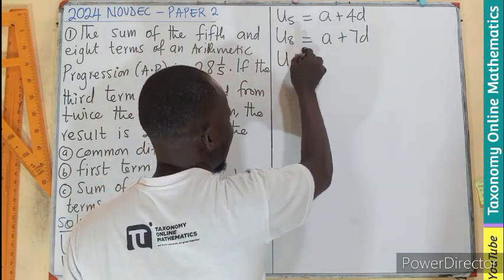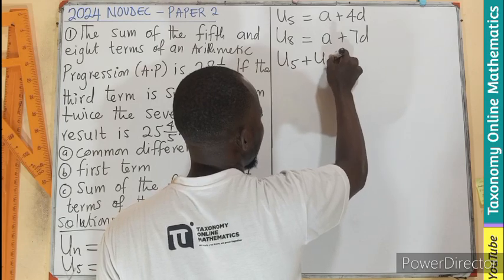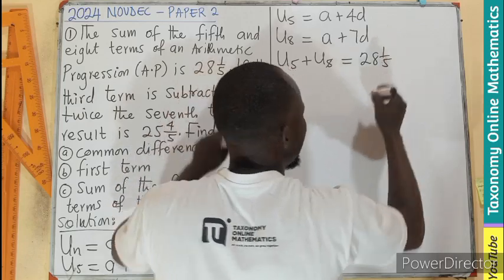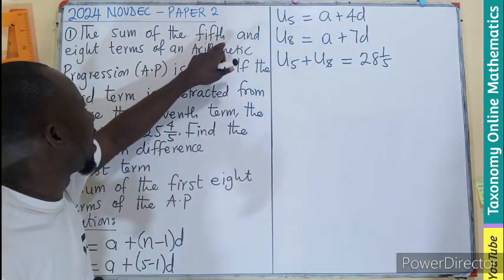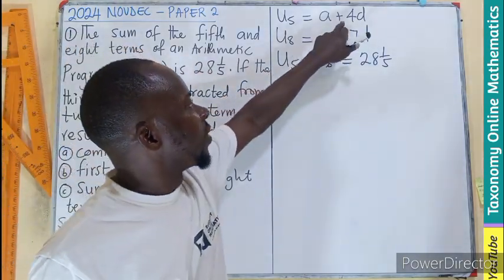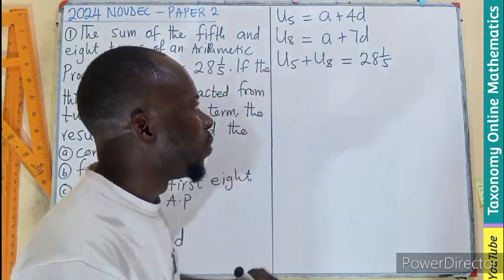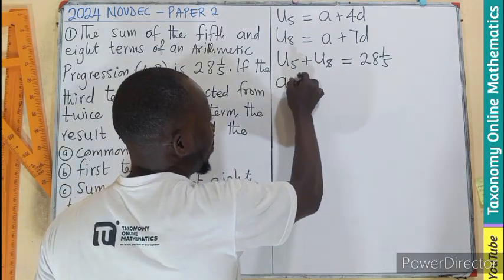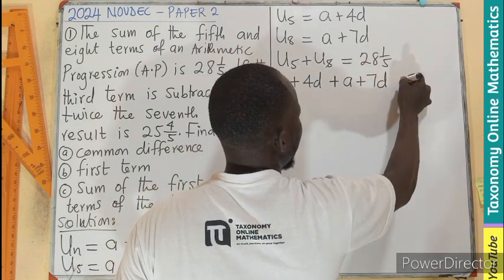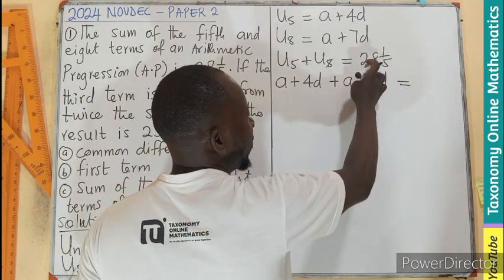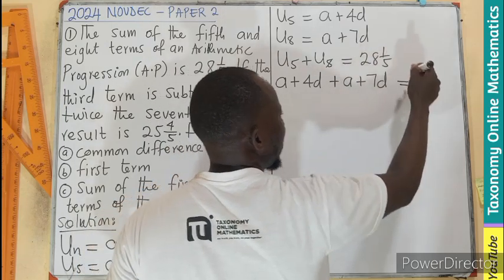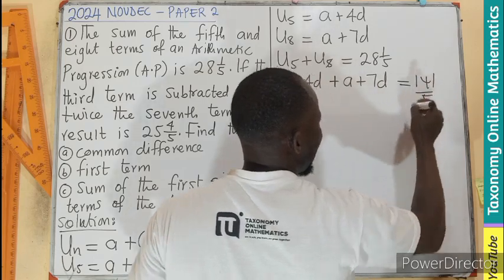Then we have been told that the sum of these is given as 28 1/5. If you add the fifth term and the eighth term, you should get this. The fifth term by expression is this, the eighth term is this. So we write A plus 4D plus A plus 7D equals, 5 times 28 is 140, plus 1 is 141, so 141 divided by 5.